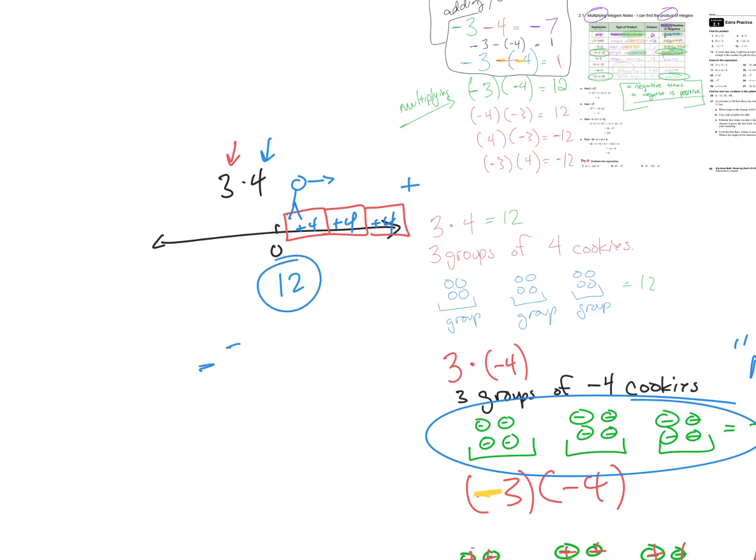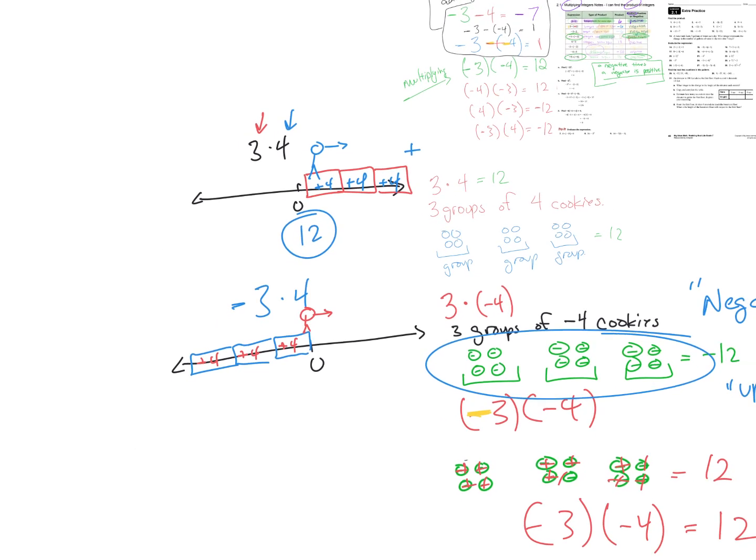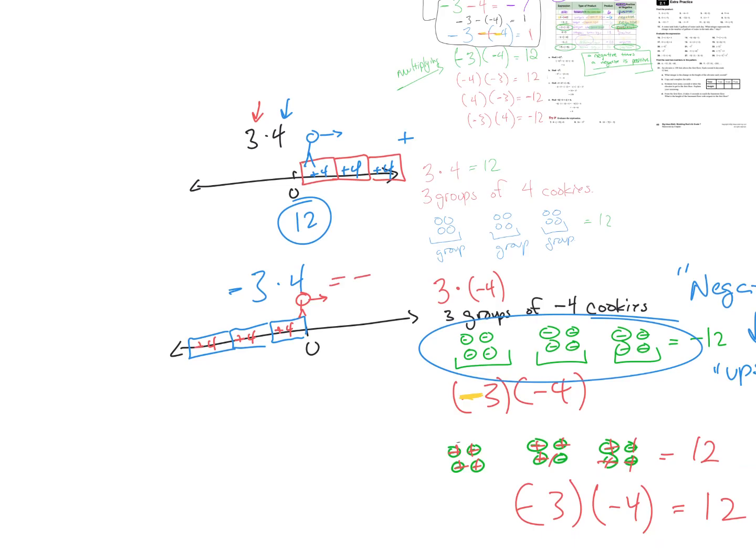Now what if I was to do negative 3 times 4? Okay, here's a number line, starting at 0. I'm going to be taking negative 3 groups. And I'm still facing forward because I'm about to do positive 4. But since I went backwards, that positive 4 ends up being negative 12.